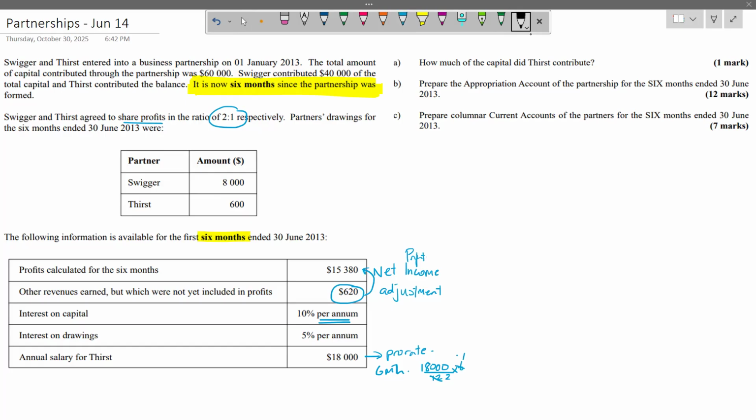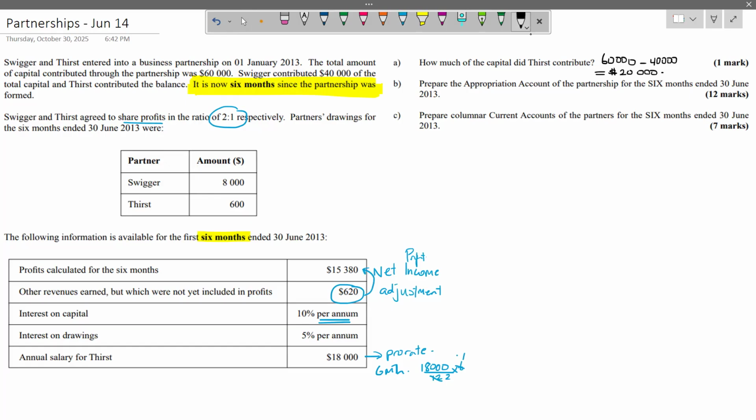Let's look at the questions. First question they're asking is, how much of the capital did TUS contribute? Right? That's an easy one. Total capital is 60,000, and one of the guys contributed 40,000. So this means that TUS contributed 20,000.